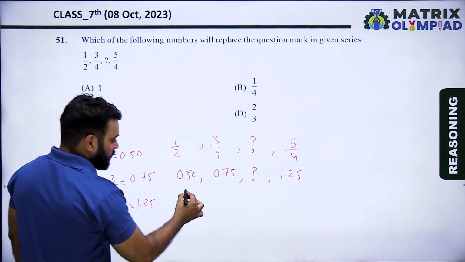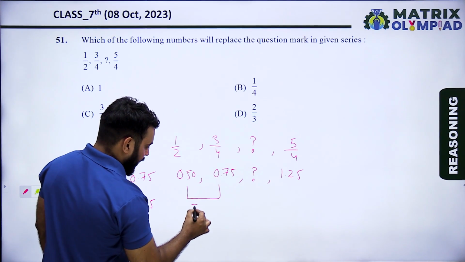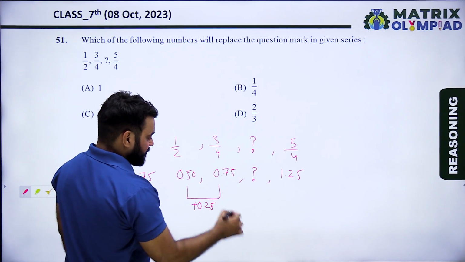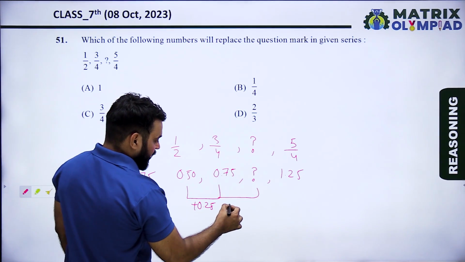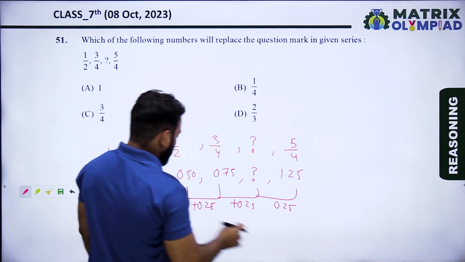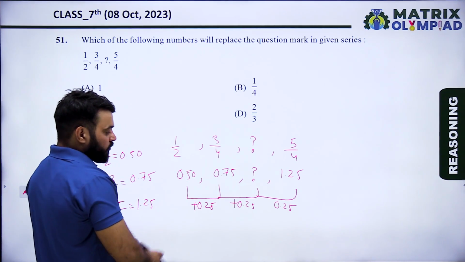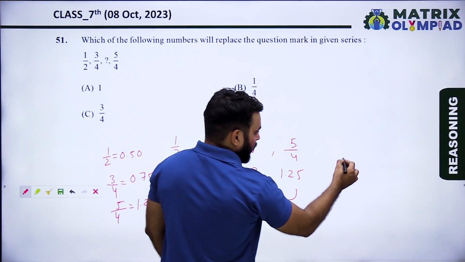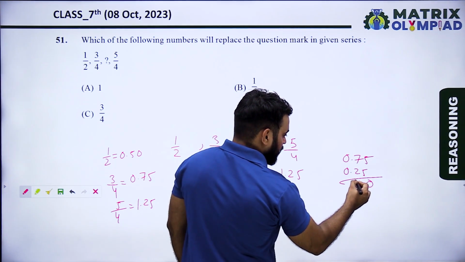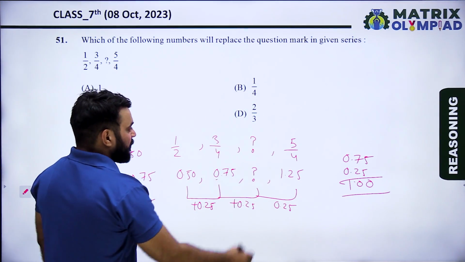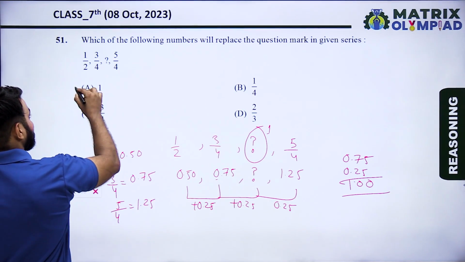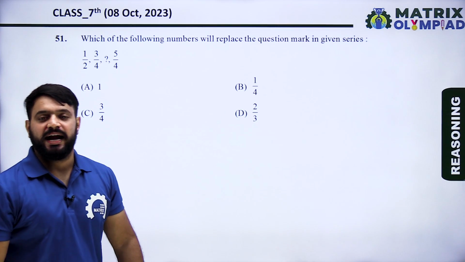Adding 0.25 in each term. So find the next term. 0.50 plus 0.25 is 0.75. 0.75 plus 0.25 is 1. So the missing number is 1, which means option A is the correct answer. Okay, let's move on to the next question.